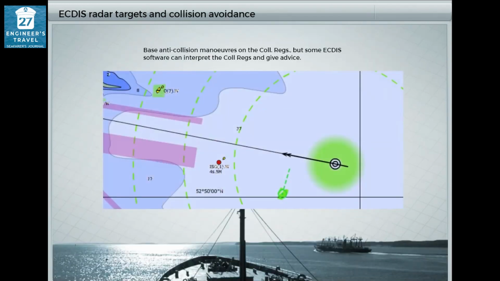CPA and TCPA limits can be set on the ECDIS that alert the operator if a target is to be dangerously close. Some ECDIS show the past track of targets that adds to the operator's awareness of collision risk. It is tempting to use the ECDIS to try and predict the future track of a dangerous target and then take avoiding action that may not comply with the international regulations for preventing collisions at sea. ECDIS can be used to develop situation awareness, but maneuver decisions should still be based on the collision regulations.